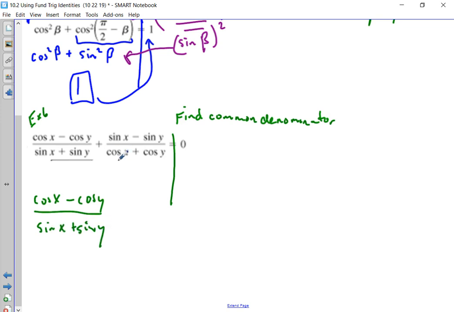And I'm just going to multiply these by, the old trick is that we're going to take this one, and I'm going to multiply by this denominator. So this is going to be cosine of x plus cosine of y. Let's see that right there.